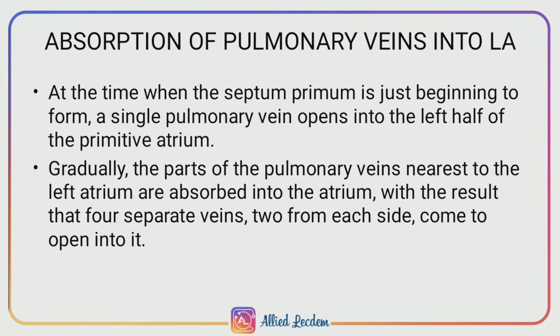Absorption of the pulmonary veins into the left atrium. At the time when the septum primum is just beginning to form, a single pulmonary vein opens into the left half of the primitive atrium. When traced away from the heart, the vein divides into right and left branches, each of which again bifurcates to drain the corresponding lung bud. Gradually, the parts of the pulmonary vein nearest to the left atrium are absorbed into the atrium, with the result that four separate veins, two from each side, come to open into it.